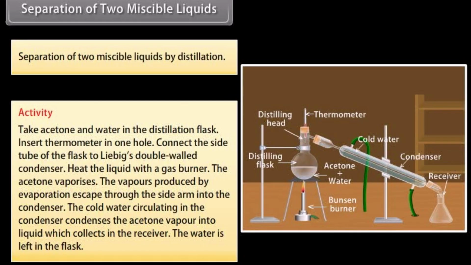Insert a thermometer in one hole. Connect the side tube of the flask to Liebig's double-walled condenser. Now heat the liquid with a gas burner.